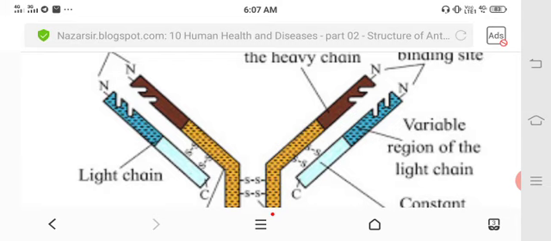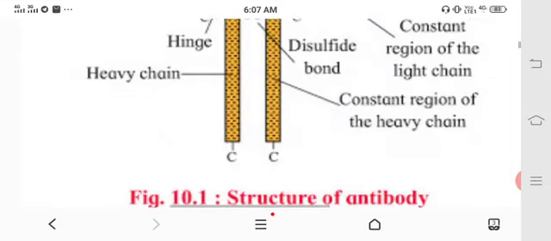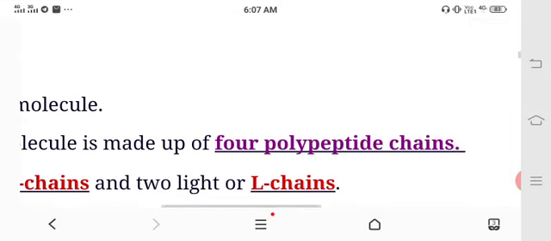So these variable regions enable the antibody to recognize this site. The antigen binding sites of the antibody recognize the specific antigens and bind to them in a lock and key manner, forming the antigen antibody complex. The formation of this antigen antibody complex interaction is called serology.